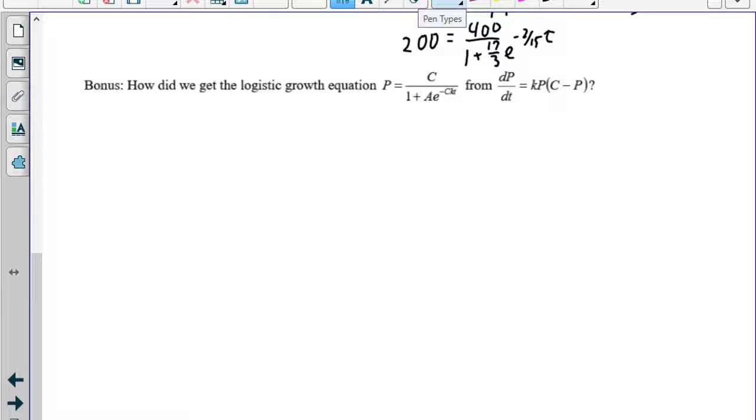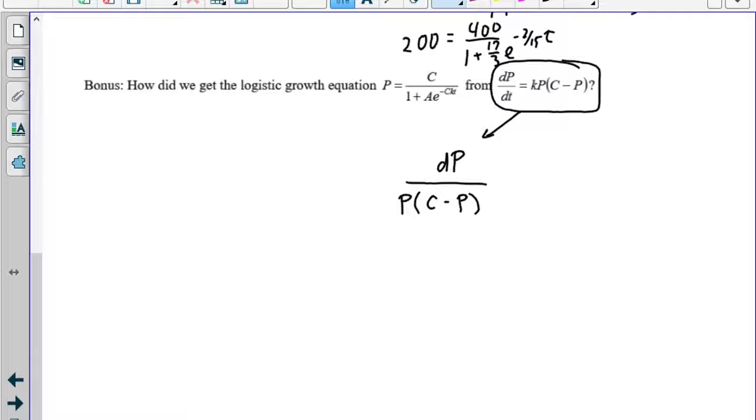But the reason I'm talking about that is if we take a look at this differential equation, I'm going to separate the variables. Notice that P and t are my variables, C is a constant, and k is a constant. So I'm going to divide by P and (C minus P), and then multiply dt over to the other side. So I'm separating the variables. Now I want to integrate. The integral of the right side is really easy: that's kt, and then we're going to have a plus C.